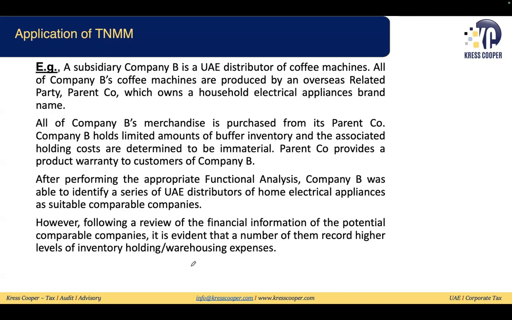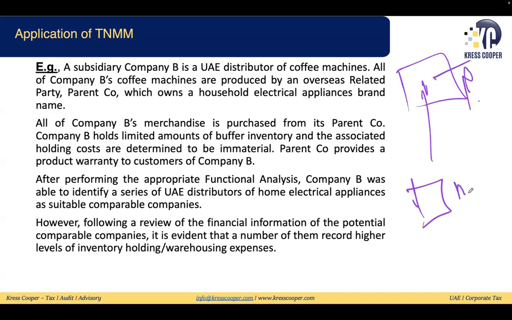Company B is a distributor of coffee machines. These coffee machines are produced by an overseas related party, the parent company. The parent company is outside; B is inside. B is the distributor for the coffee machines, a household electrical appliances brand name.